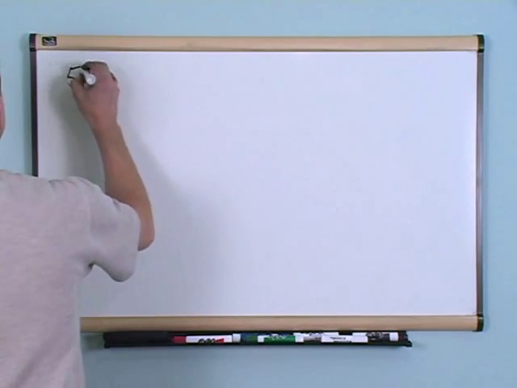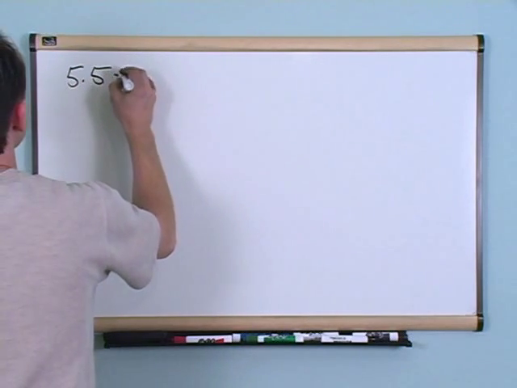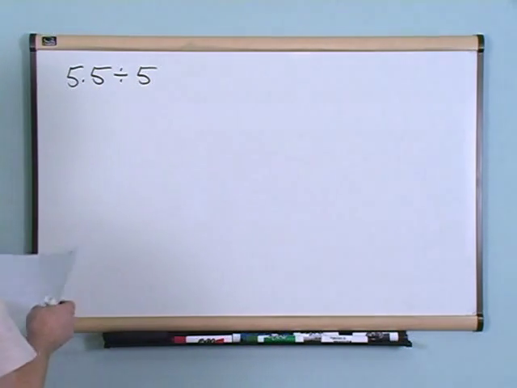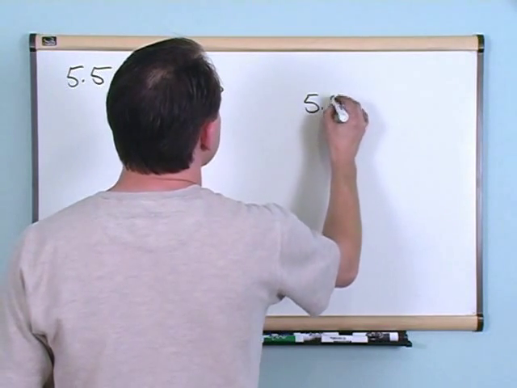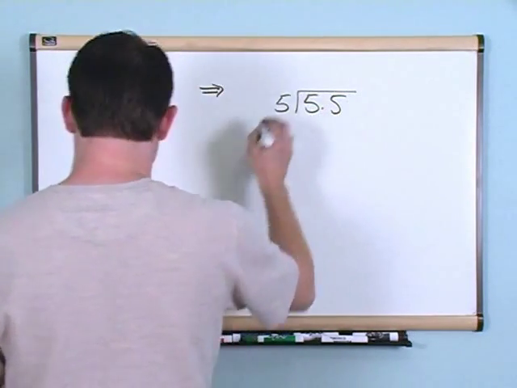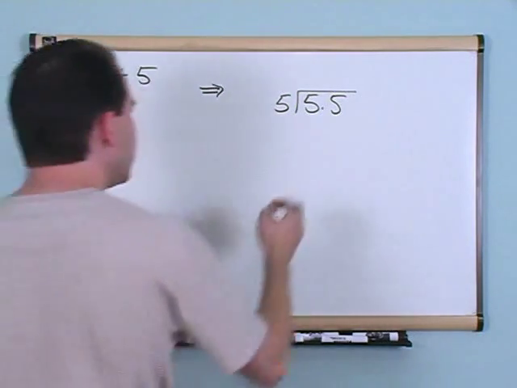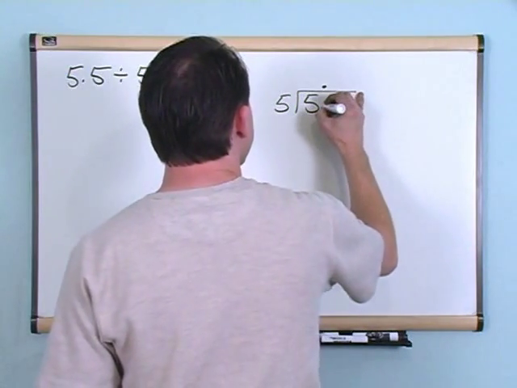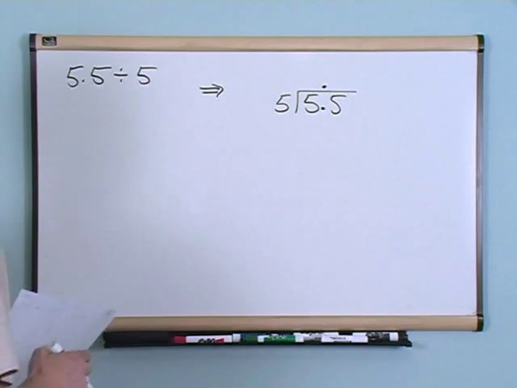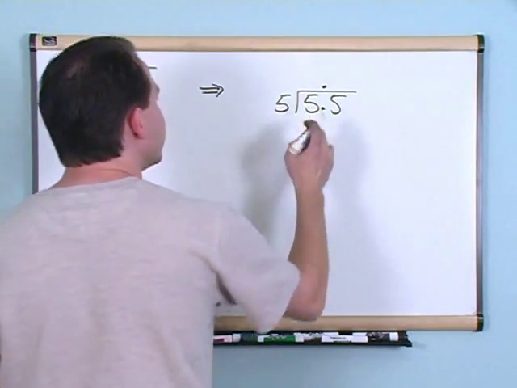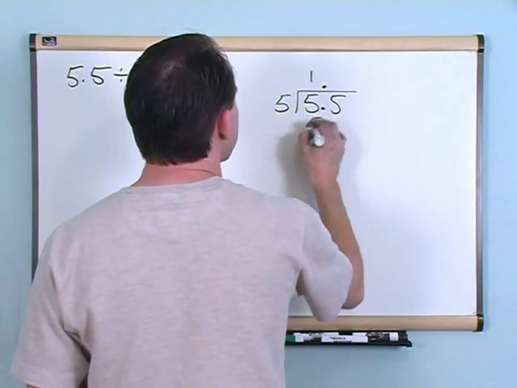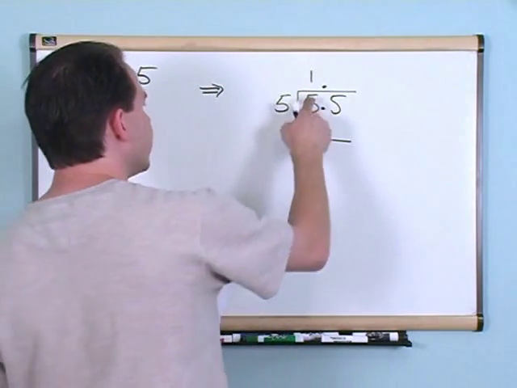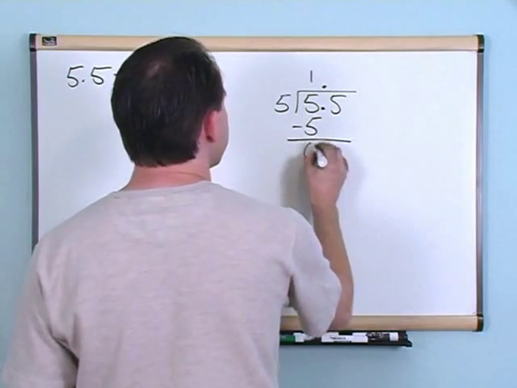What if you have 5.5 divided by 5? What you would do is you would write 5.5 and you would put a 5 out here. Then you would take your decimal point and you would write it up above there, because that never moves. And then you would try to divide. 5 can go into 5 one time, because 1 times 5 gives me 5. And now I can subtract. 5 minus 5 gives me 0.